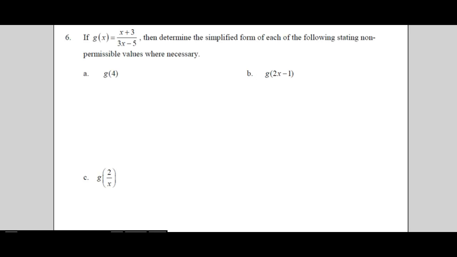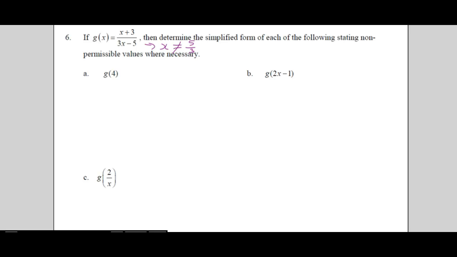If g of x is equal to x plus 3 over 3x minus 5, then determine the simplified form of each of the following, stating non-permissible values. So we have a rational. In a rational, there are non-permissible values. So what's the non-permissible value for this? x cannot be equal to 5/3. If x is equal to 5/3, we have problems, because we'll be dividing by 0.